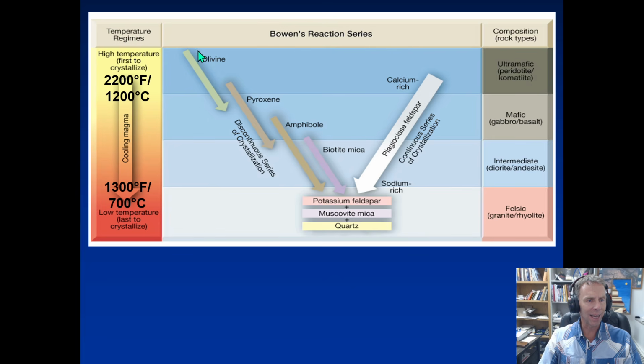So olivine is a high temperature mineral. It's going to form first. It's going to be associated with very high temperature magmas. Quartz, on the opposite end of the spectrum, is a very low temperature mineral. It's going to form at very low temperatures.